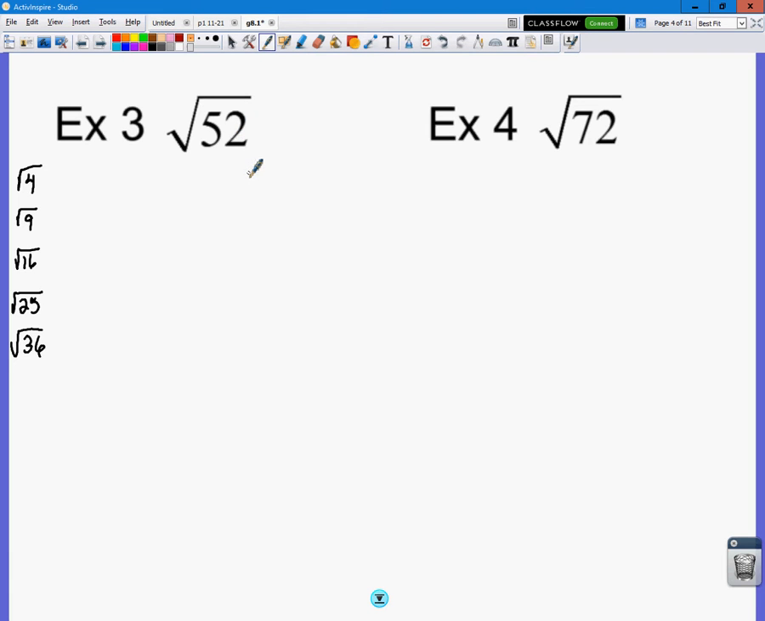Just take 52 and divide it by 16. It comes out to a decimal. So 16 won't work. I don't even need to try 9 because it's an odd number. But how about 4? It goes into 52 13 times. But what is the square root of 4? So this is 2 square roots of 13.